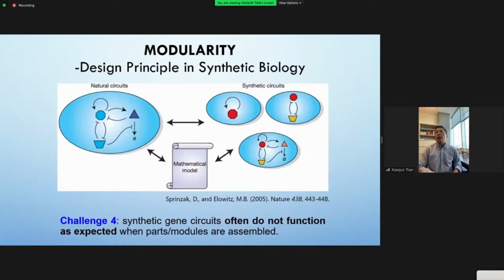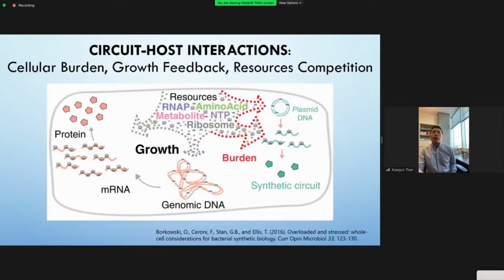So here are the design principles. Modularity: we expect that if we characterize and test each small module and make sure it works, then the whole complex circuit will work when we plug these small modules together. The input-output behavior should be the same. But actually, most synthetic circuits don't function as expected when the parts or modules are assembled, as mentioned by Rose in the morning as well. So what is the problem?